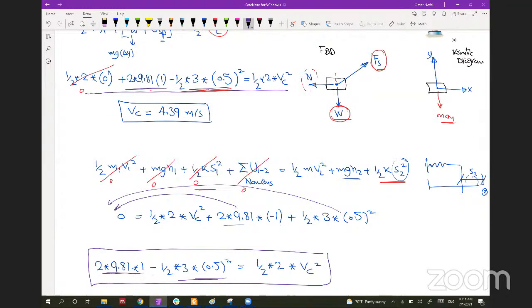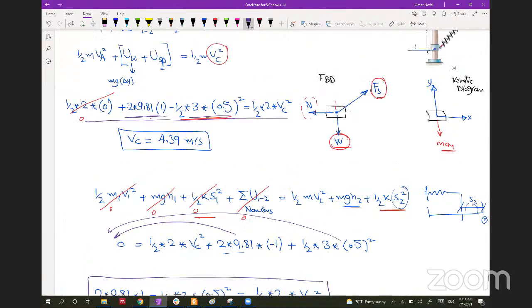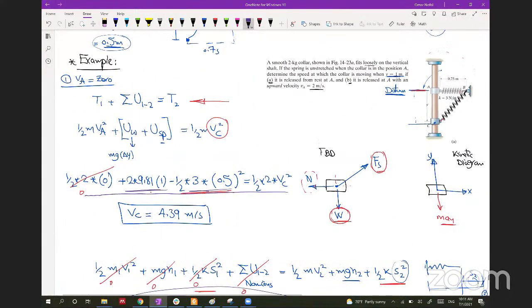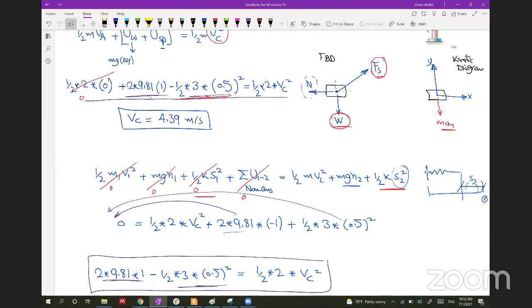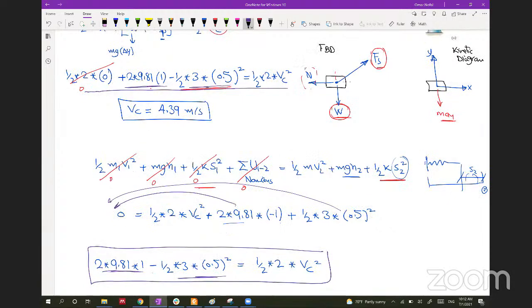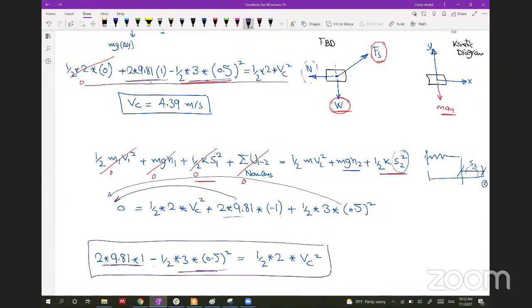If you feel that this is confusing you, you might stick with this one and solve all your problems using this concept. Maybe you studied this in high school or in physics, with the conservation of energy, and you got this equation and you are fine to use it in your solution, so go ahead and use this equation. And finally, you will get that VC will be equal to 4.39 meter per second.